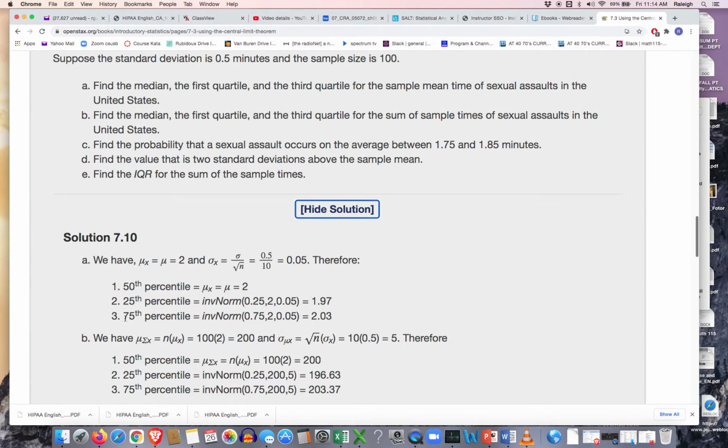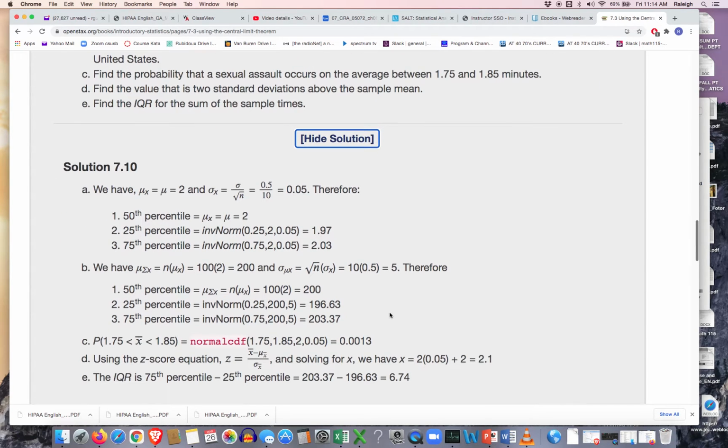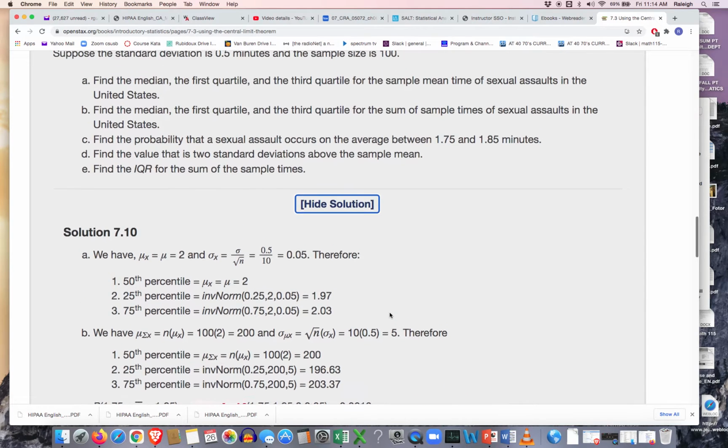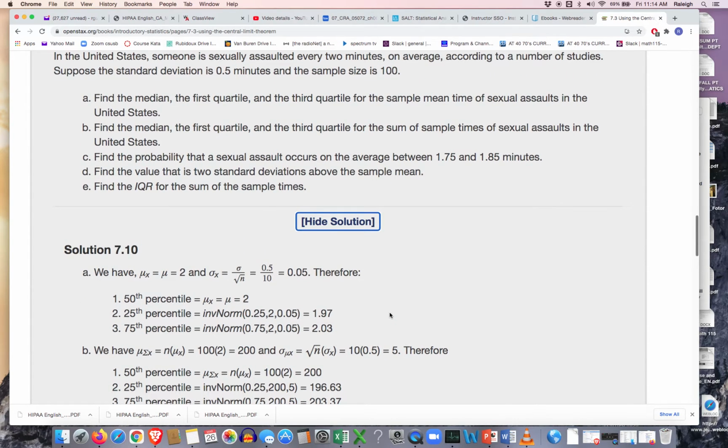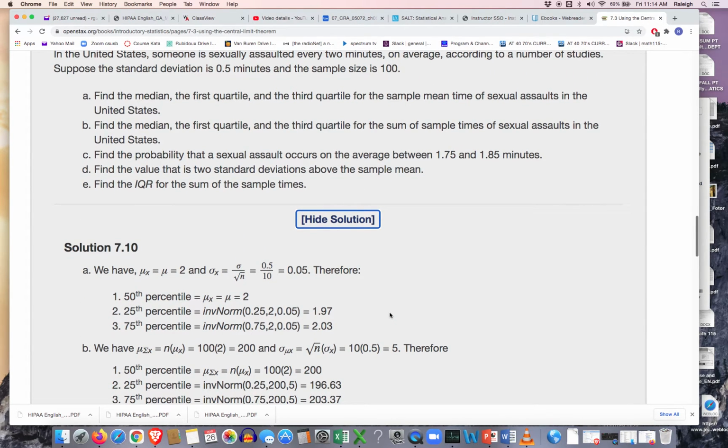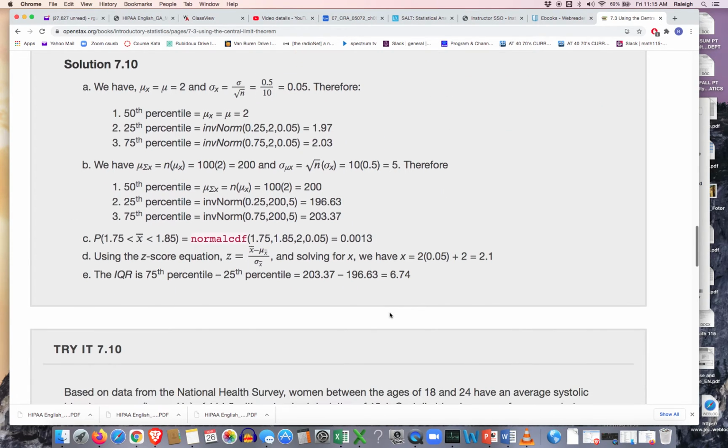Why is that? The 75th percentile is totally symmetric with the 25th percentile. Virtually the same problem, except now z is a positive 0.67 due to the symmetry of the bell curve. What about, let's see, I don't care about the sums, not going to do the sums at all. That is not what I'm interested in. B is the sum, so I'm not going to do B. Let's take a look at C, though.